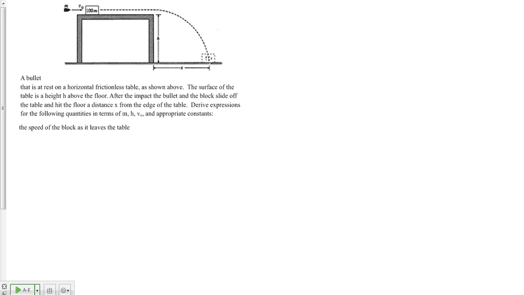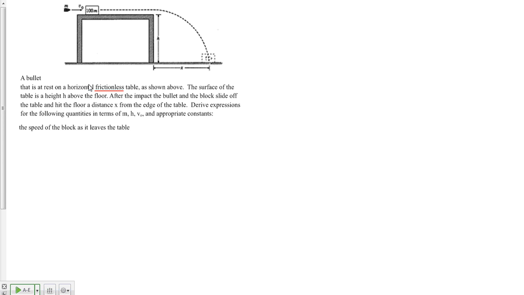So a bullet strikes a block that's at rest on a horizontal frictionless table. And you always want to make note of things that are in the problem, like frictionless. It means that the block is going to be allowed to slide across the table without slowing down.